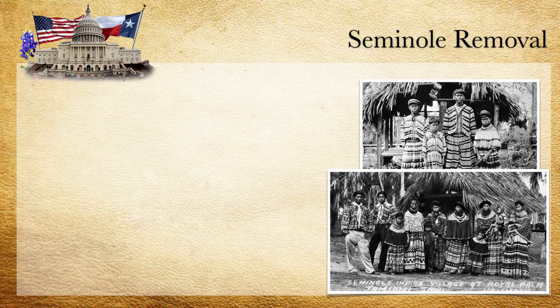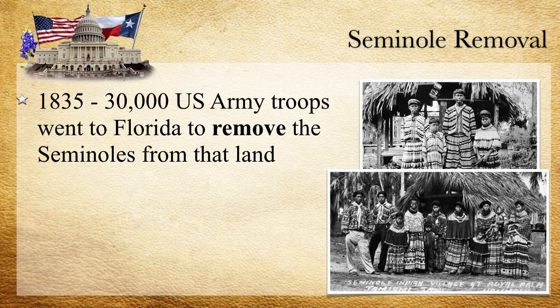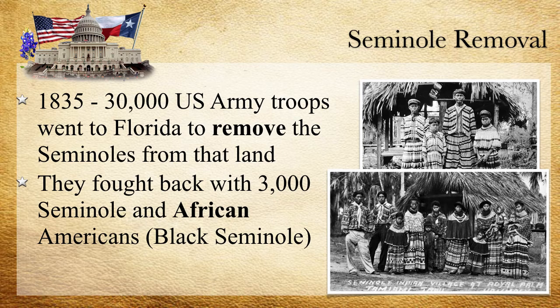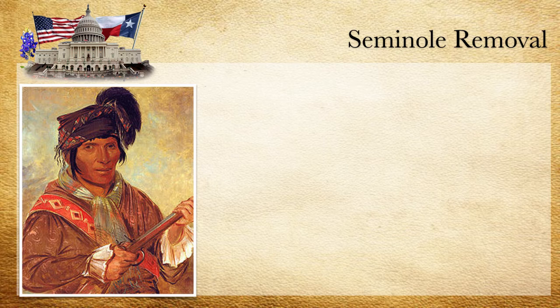Now the Seminole, we got to get rid of them too. Not just the Cherokee, we got to get rid of the Seminole. They're down in Florida. Hey, Florida belongs to us. We need to get rid of them. And so in 1835, 30,000 U.S. troops go down to Florida, and evacuate them from that land. But they fought back. 3,000 Seminole and African Americans, what were known as Black Seminole, these are African Americans that escaped slavery, went down to Florida and stayed with the Seminoles. Well, they all banded together and they fought back against the U.S. troops. Now, they didn't win, but it was definitely a noble thing.